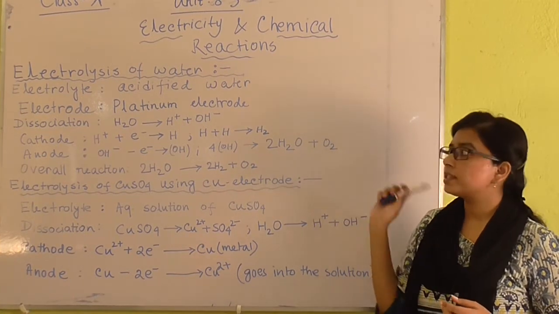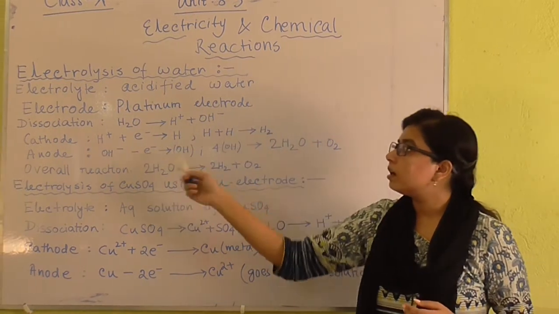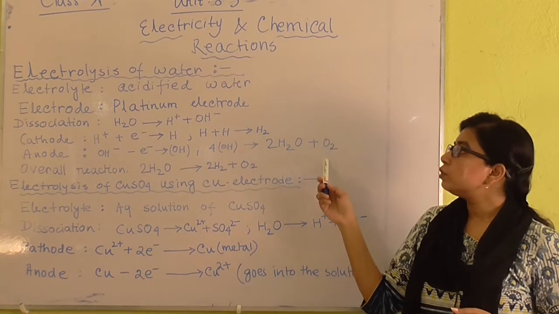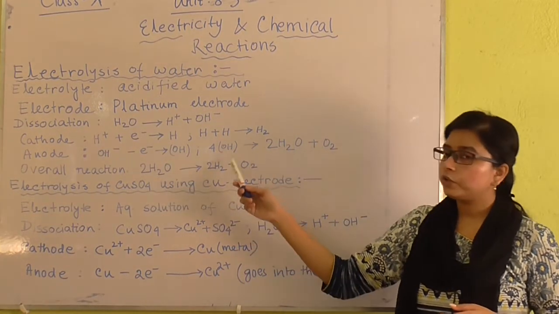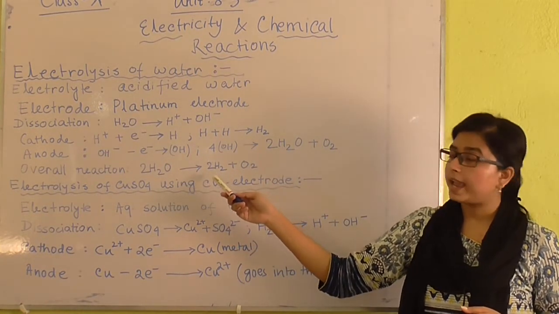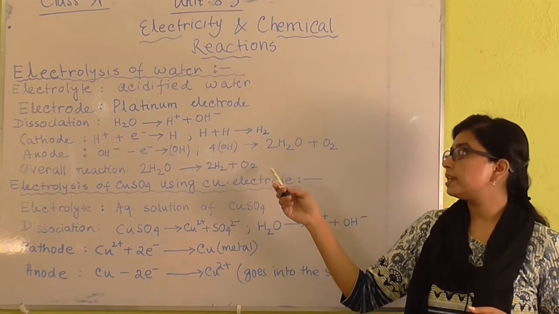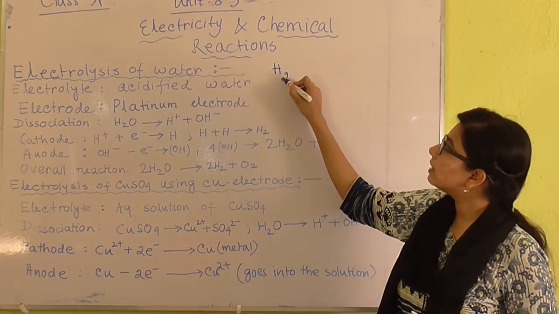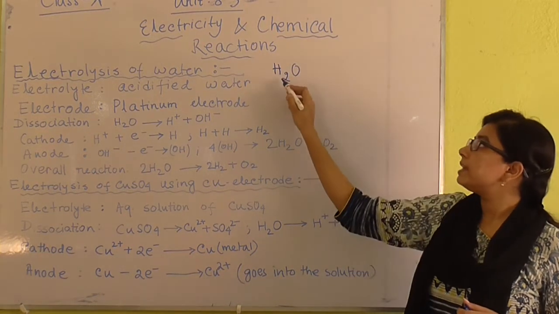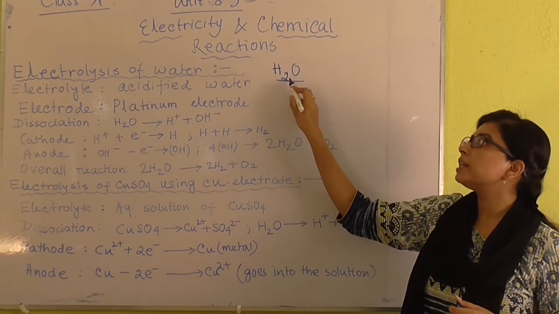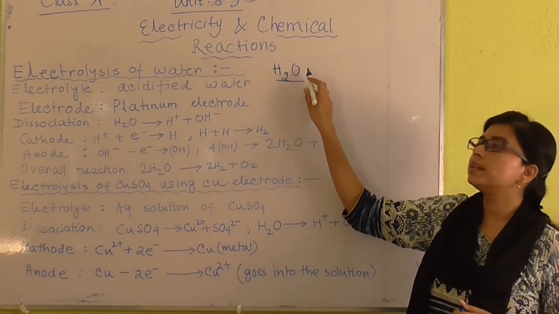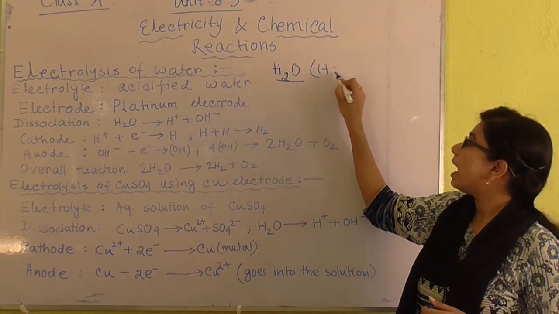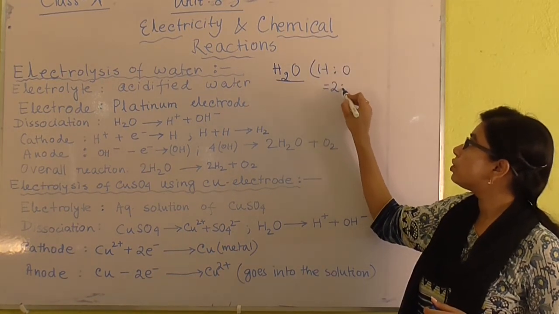molecule of oxygen gas. So if we cover the whole process, the whole reaction, we can see that 2 molecules of water will produce 2 molecules of hydrogen gas and 1 molecule of oxygen gas. If we see the formula of water, that is H2O, we can see that there are 2 hydrogen atoms and 1 oxygen atom. So that's why the ratio of hydrogen and oxygen is 2:1.